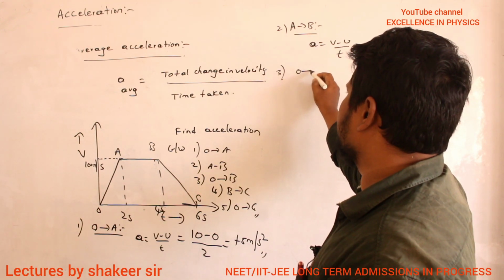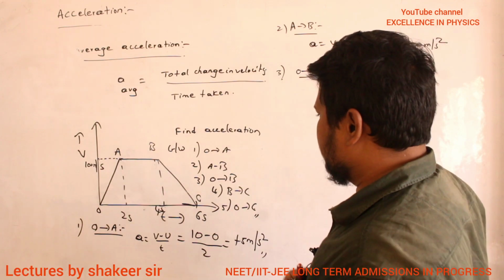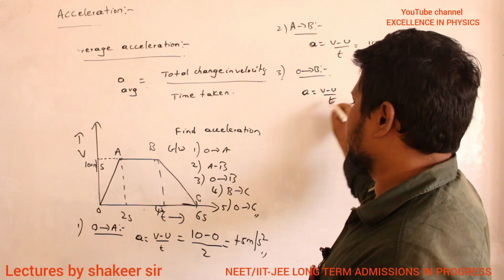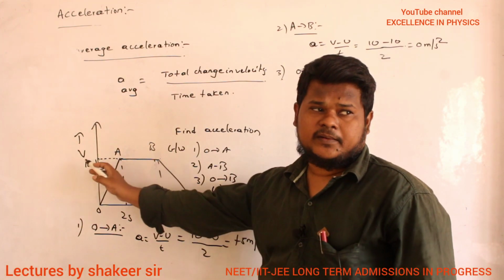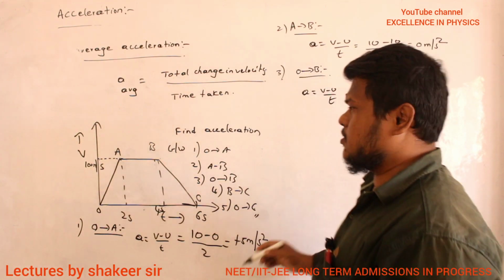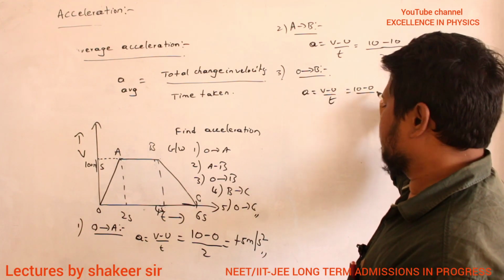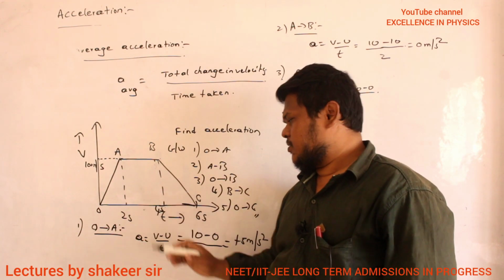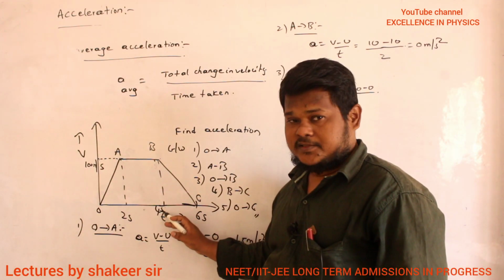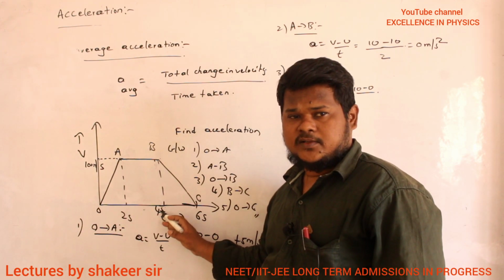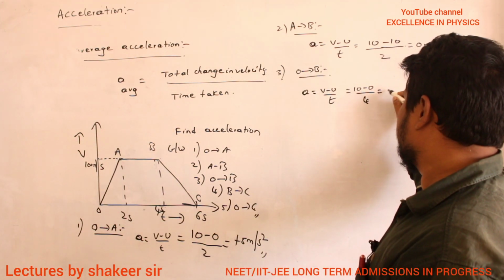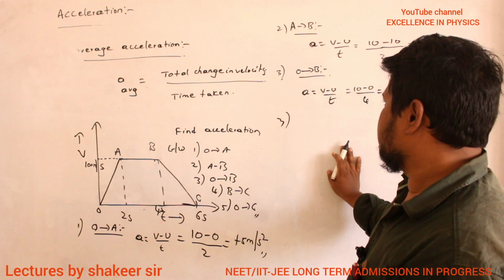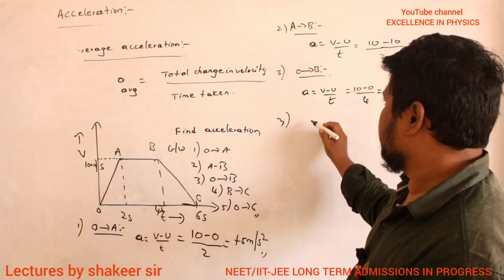Acceleration between O to B. Again, same formula. a equals v minus u by t. At B, what is the velocity? 10. At O, what is the velocity? 0. So 10 minus 0 divided by the total time taken from traveling from O to B. O to B, it is 4 seconds in total. So divided by 4. 10 by 4 is how much? 2.5 meter per second square. Third one, acceleration between O to B, already completed.